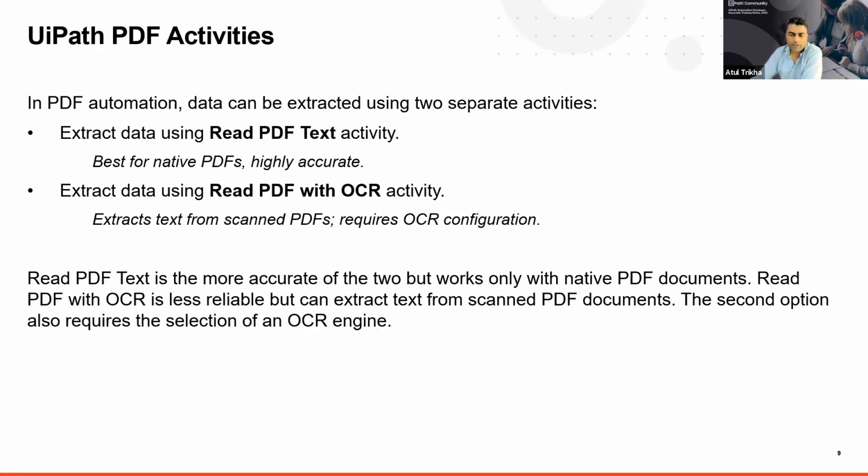Read PDF Text is more suitable for native PDFs, as we will discuss. If it is in a text format, it is more accurate. Read PDF with OCR is used when you have a scanned PDF, which requires OCR configuration. Between the two, Read PDF Text is more accurate, but for Read PDF with OCR, you need to make sure you configure your OCR correctly.